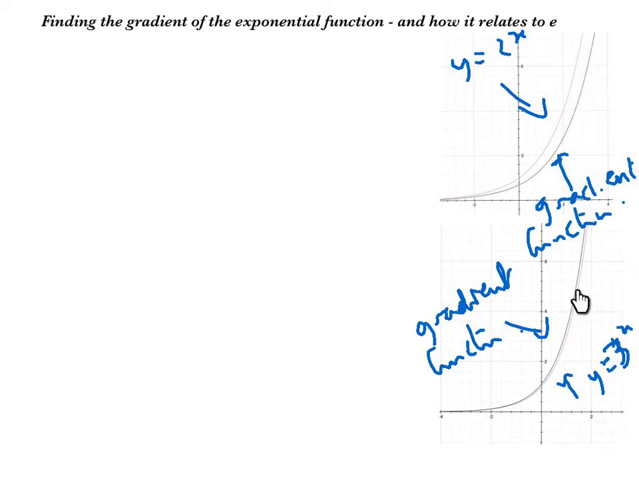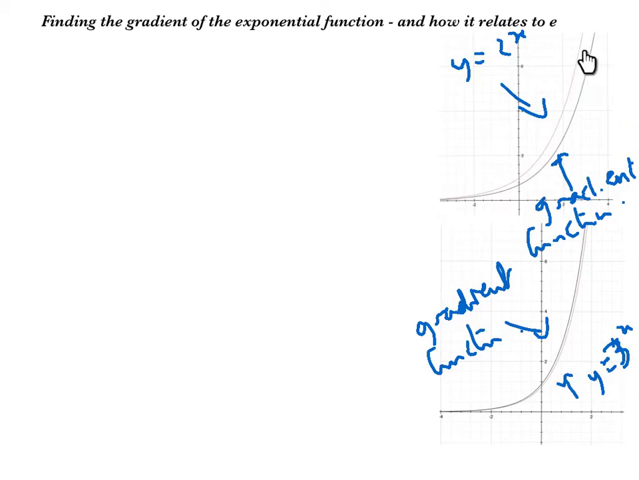Similarly, y equals 3 to the x and its gradient function are extremely close, but the gradient function is steeper than y equals 3 to the x. What e is then, and how this relates to e, is that for y equals e to the x, the gradient function and the original function y equals e to the x are the same. They match each other, they're on top of each other. Okay? So let's prove this algebraically.